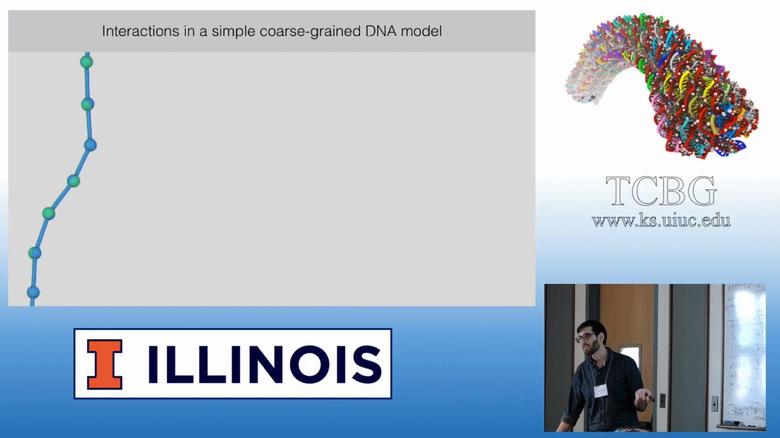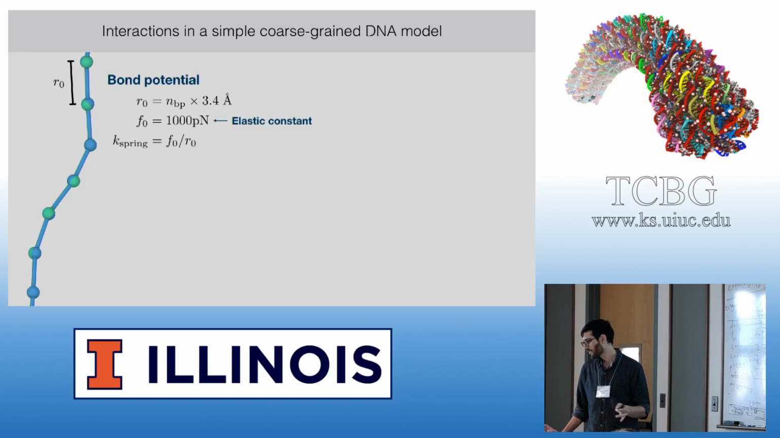I'll talk now about the potentials in these polymer models. So first, the intrahelical potentials. The first thing that we have is a bond between every pair of backbone beads, which are shown in blue. We get the rest length of the bond by knowing that there are 3.4 angstroms for every base pair.